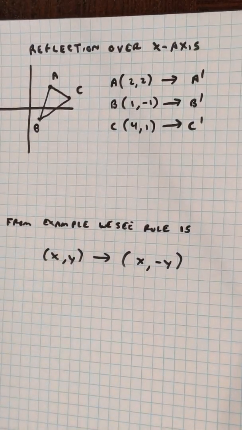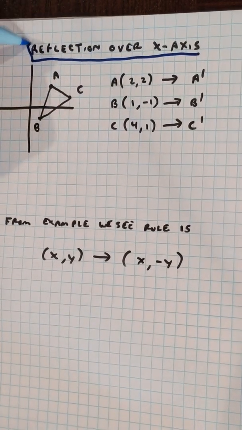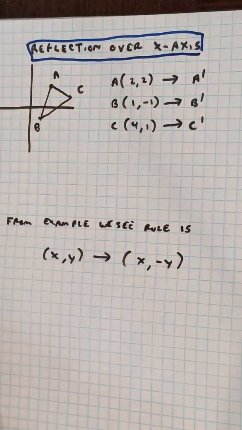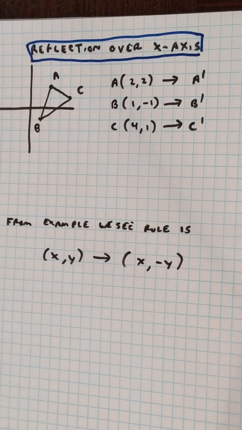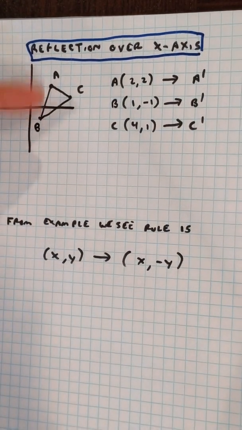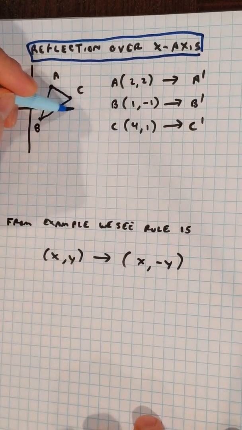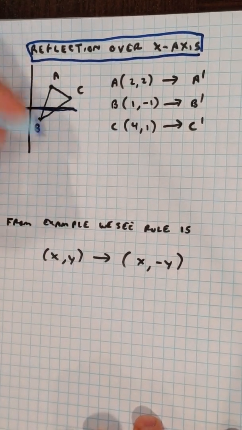Okay, here's a quick little video on reflection over the x-axis. Reflecting over the x-axis means I'm going to flip the function over. It's like flipping it over. And if I want to flip this over the x-axis, keep in mind the x-axis is located right here. This is the x-axis. I'm going to flip this point.